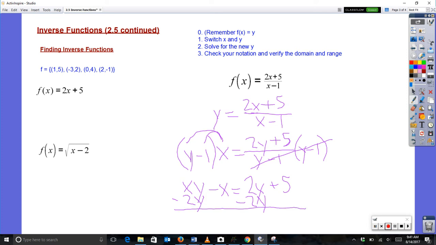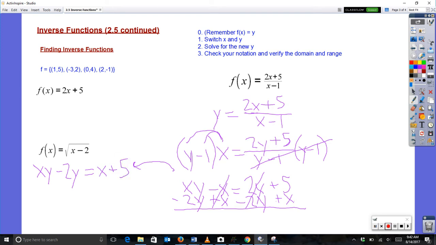I want to get anything that doesn't have a y in it on the opposite side. So I'm going to add x to the right. Now, I'm kind of lining them up just to keep things consolidated, but if you look, these are not like terms. So I'm going to move over here to the left. We really would have xy minus 2y equals, and on the right side, 5 plus x or x plus 5.